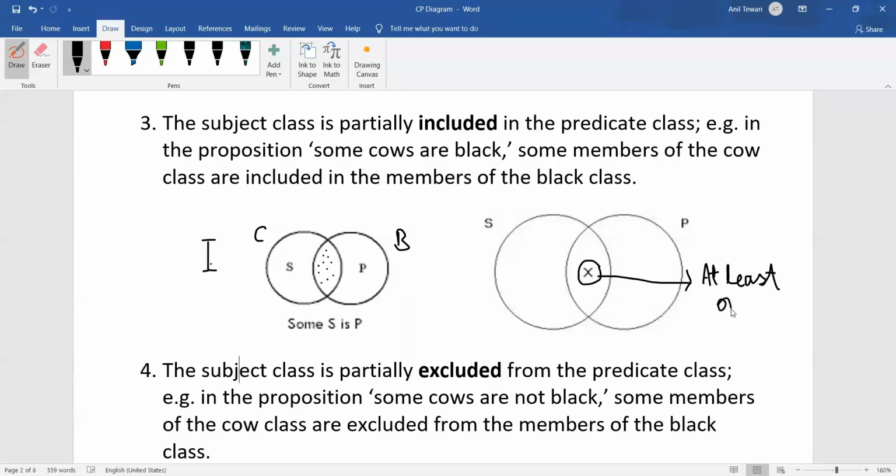So this way you can write. Cross means at least one member. It could be many, but certainly it cannot be all, right? So some cows are black can be represented in this way.